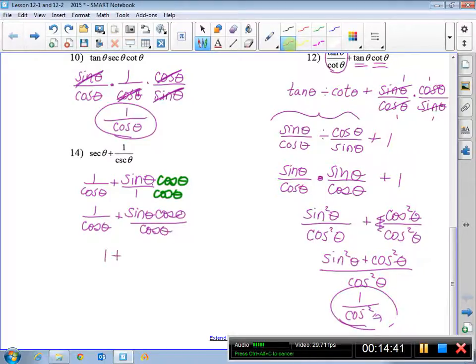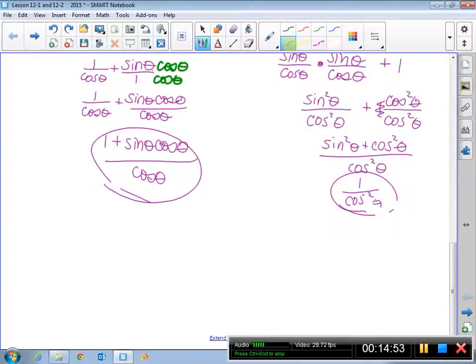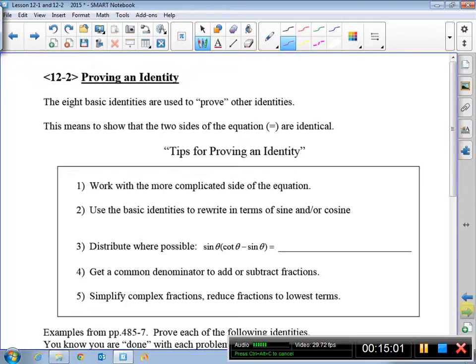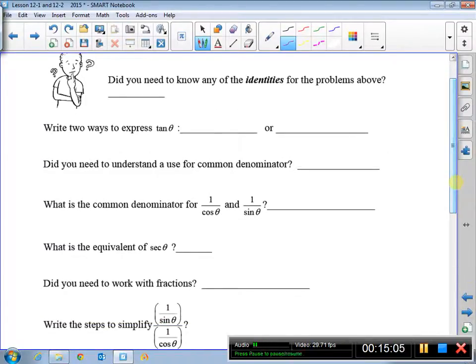And we're going to leave that, just put them together, all over cosine. Okay. So you want to know those identities real fast. You want to know them cold. The faster you are, the more you recognize, the better it's going to be. So on the next page, just a few questions.